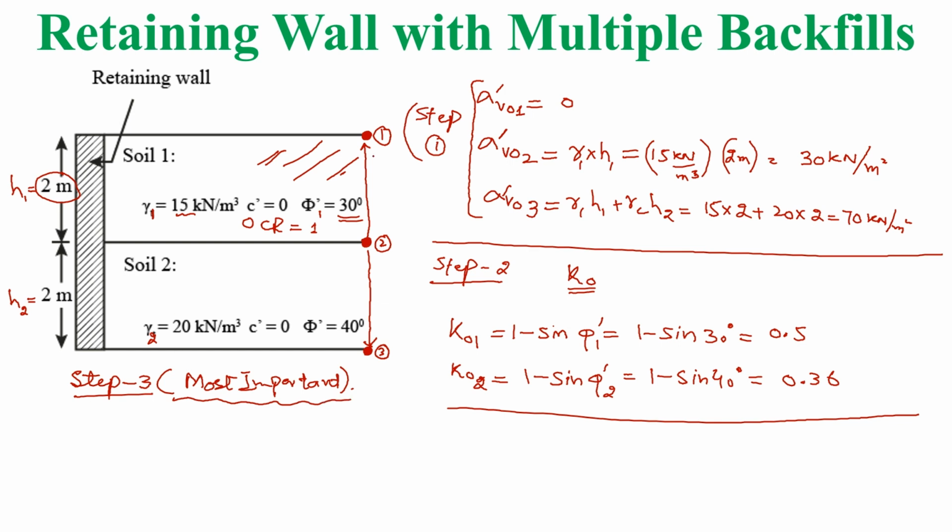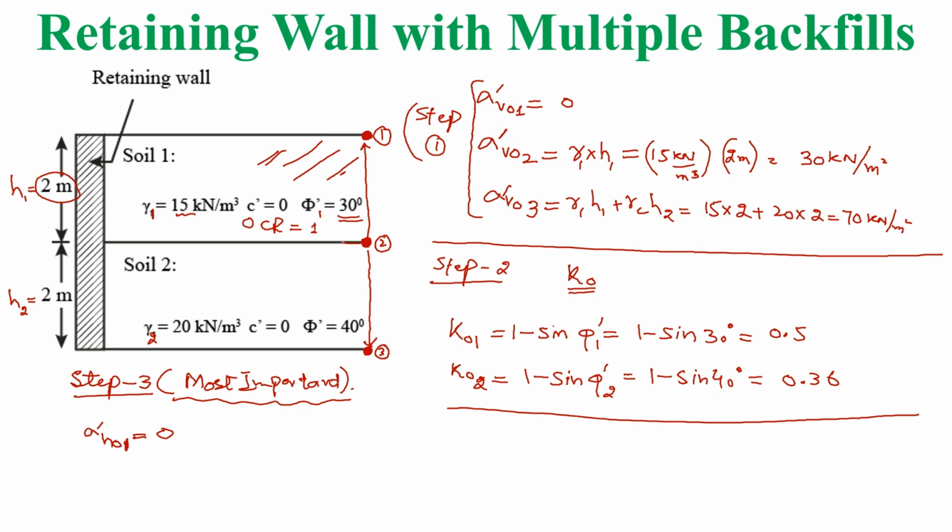So simply at point 1, what will be sigma dash h? Vertical is sigma prime V naught and horizontal is sigma prime H naught. So it will be 0 because V is 0. So at point 1, the horizontal stress will also be 0. So simply we can say that it is 0 stress. And now, what will be at point 2?